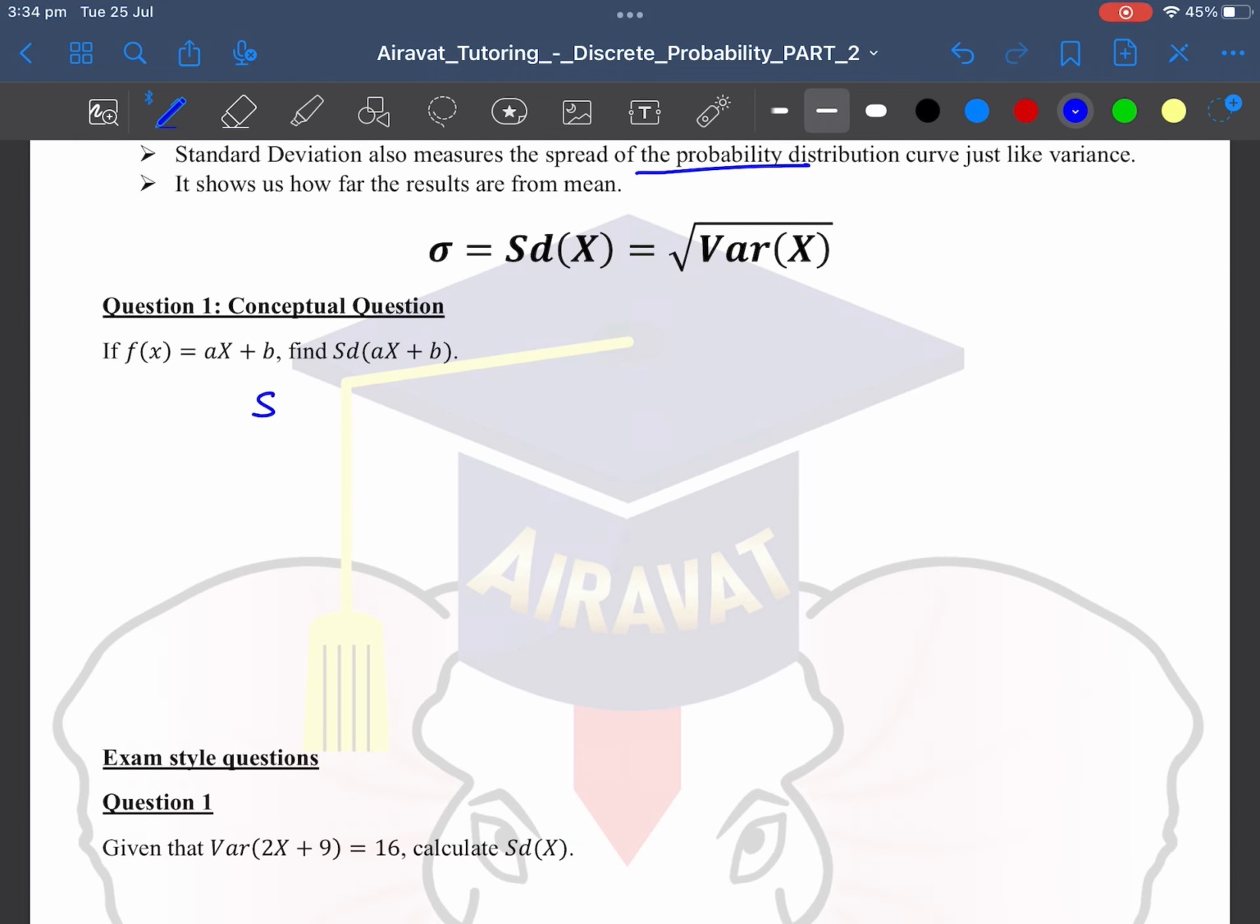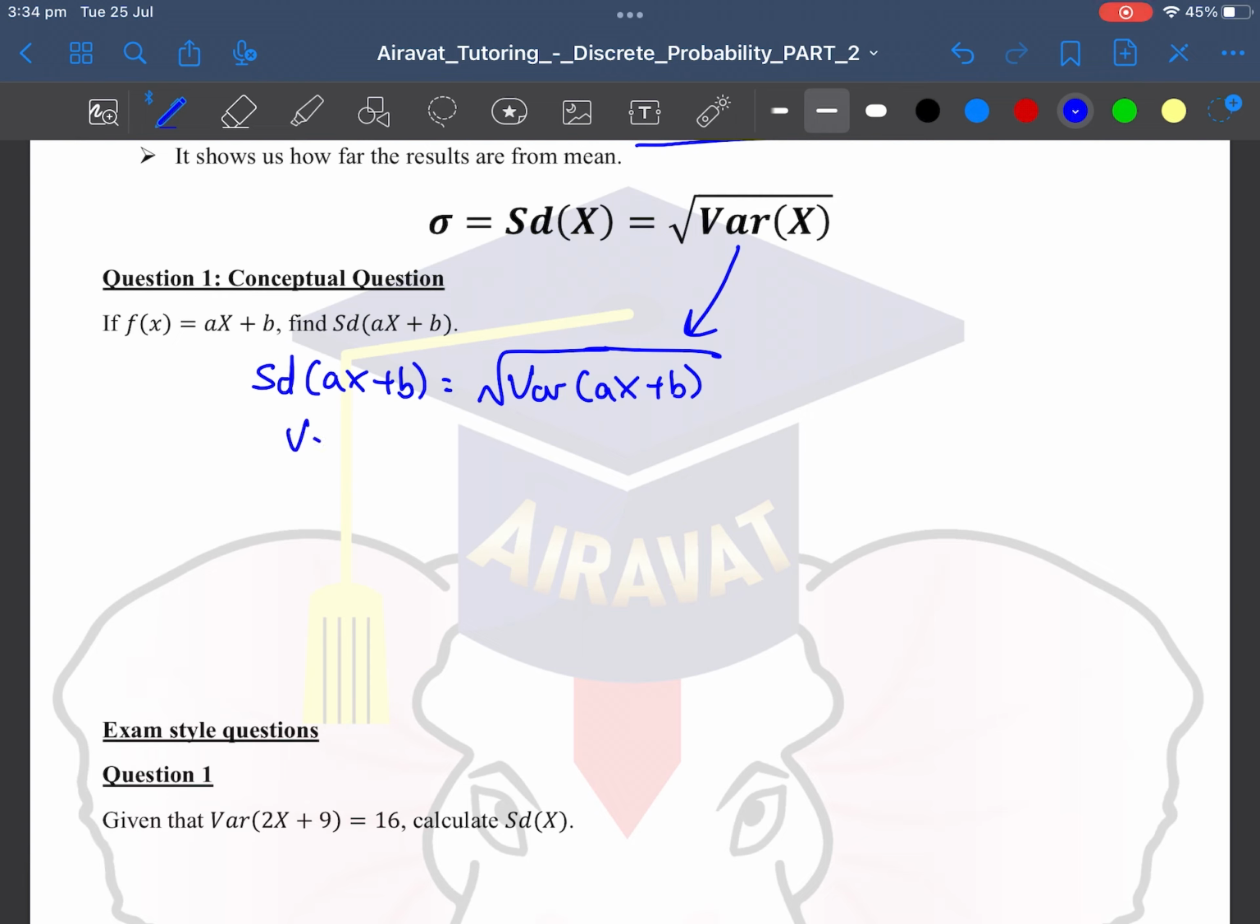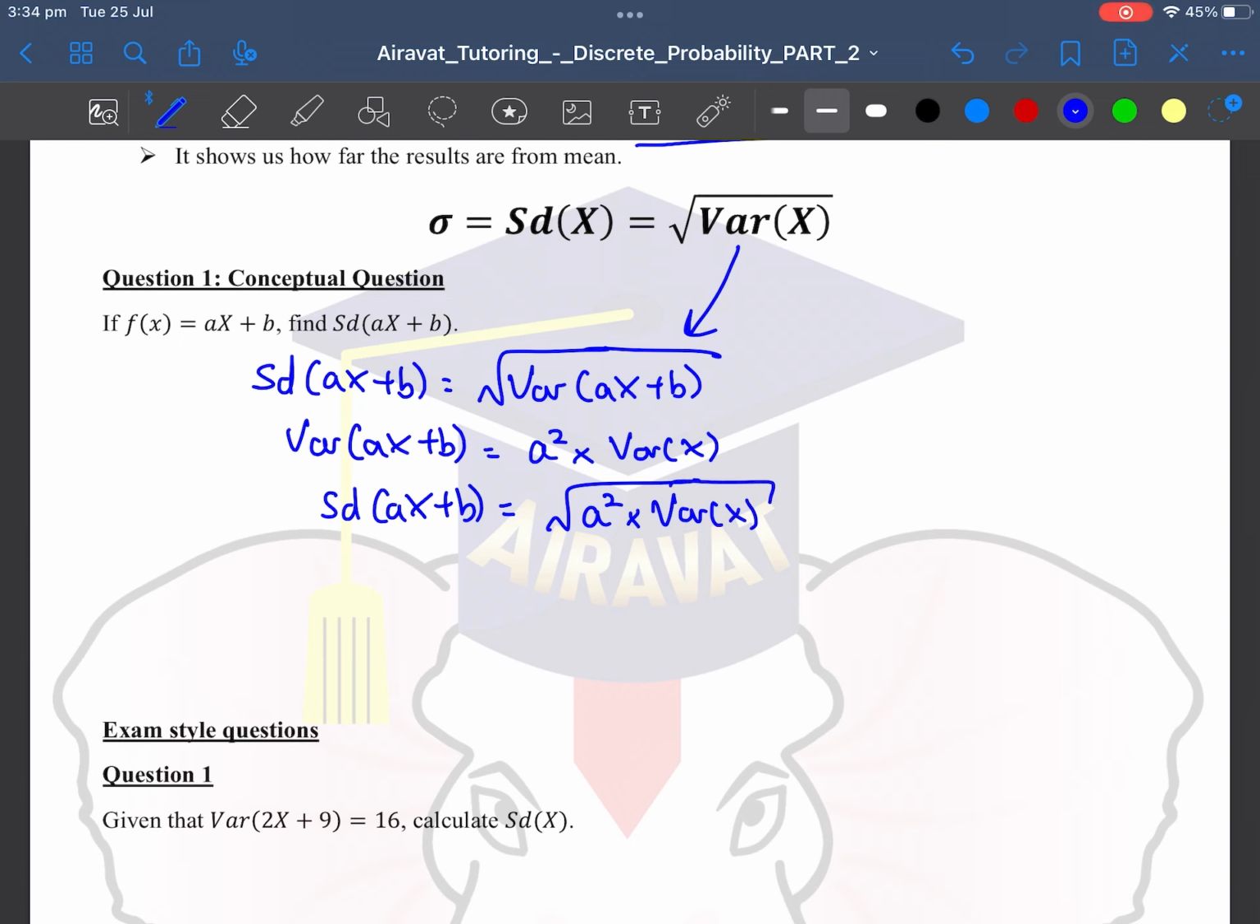Well, we know that the standard deviation of ax plus b is going to be the square root of the variance of ax plus b, right? It's just the same from here. Now, what was the variance of ax plus b that we calculated before? It was a squared times the variance of x. So the standard deviation of ax plus b is going to be the square root of a squared times the variance of x. Now that would simplify to the modulus of a times the square root of the variance of x.